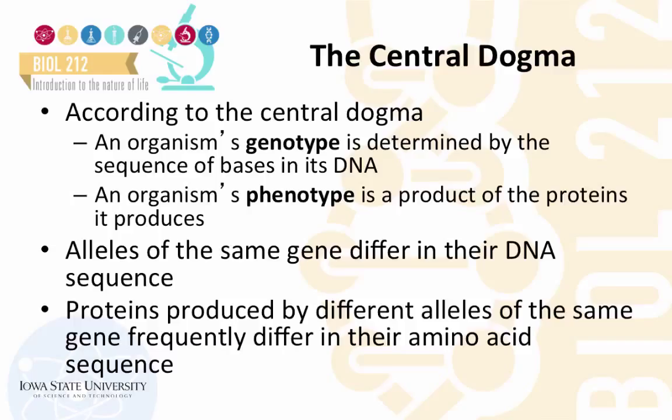So there are two terms that are important to know here. The genotype of an organism is the sequence of bases in its DNA. An organism's phenotype is a product of the proteins it produces. Different forms of the same gene are called alleles, and these alleles differ in their DNA sequence. Proteins produced by these different alleles differ in their amino acid sequence.